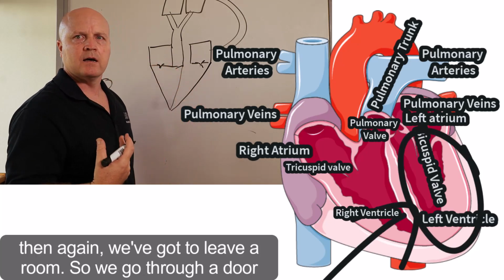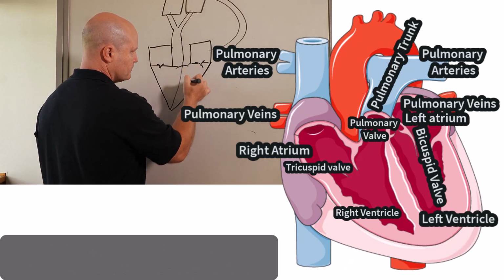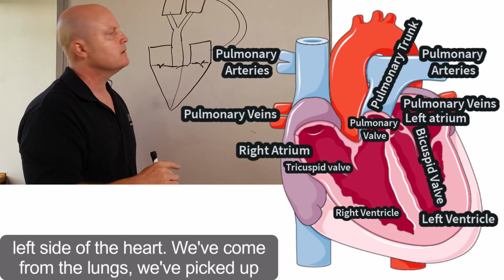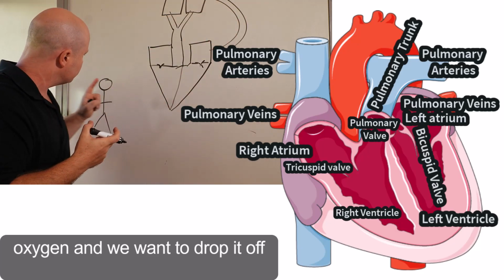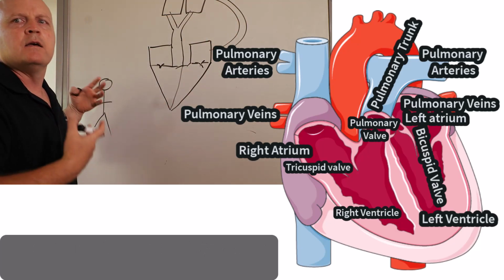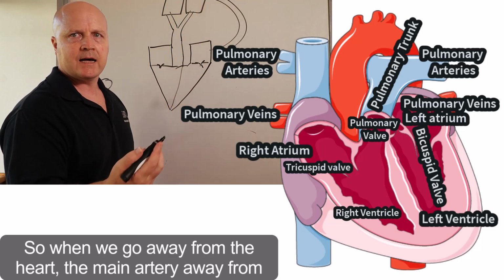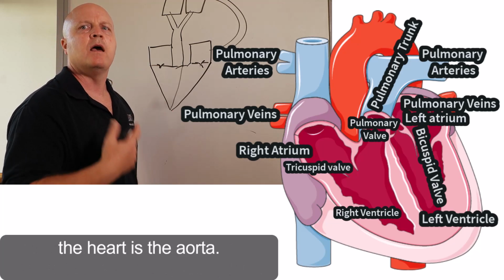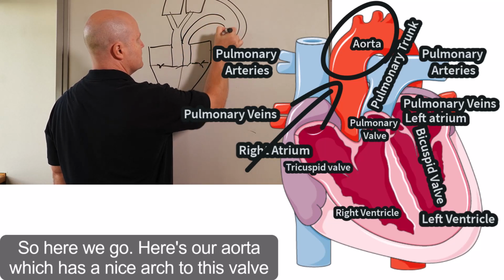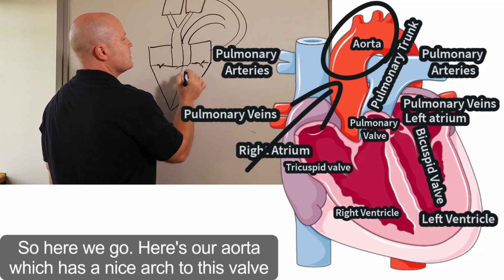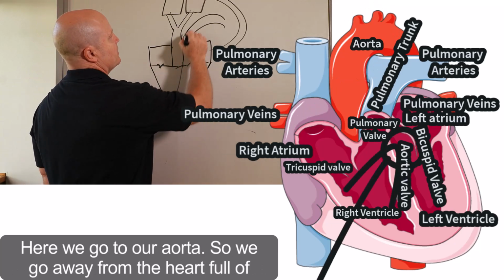Then again, we've got to leave a room, so we go through a door, and this one, on the left side of the heart, we've come from the lungs, we've picked up oxygen, and we want to drop it off back to the body. So when we go away from the heart, the main artery away from the heart is the aorta. So here we go. Here's our aorta, which has a nice arch. So this valve would be our aortic valve. Then we go to our aorta.